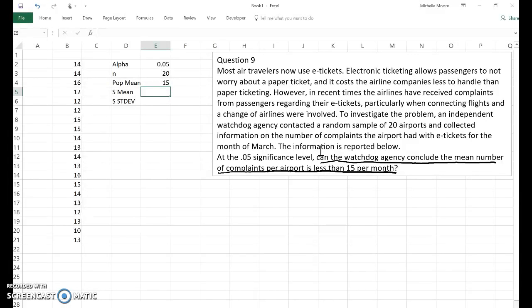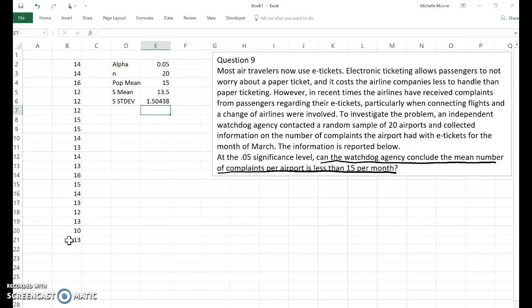Now we need to solve for our sample mean and our sample standard deviation, and we can do that based on the raw data that we have. To find the mean, we can just take the average of our data, and then we can find our standard deviation, like so. STDEV does give us the sample standard deviation. If you needed a population standard deviation, it'd be STDEV.P. From this information, we can see that we have a sample mean of 13.5, which is in fact less than 15, so our question seems to be valid.